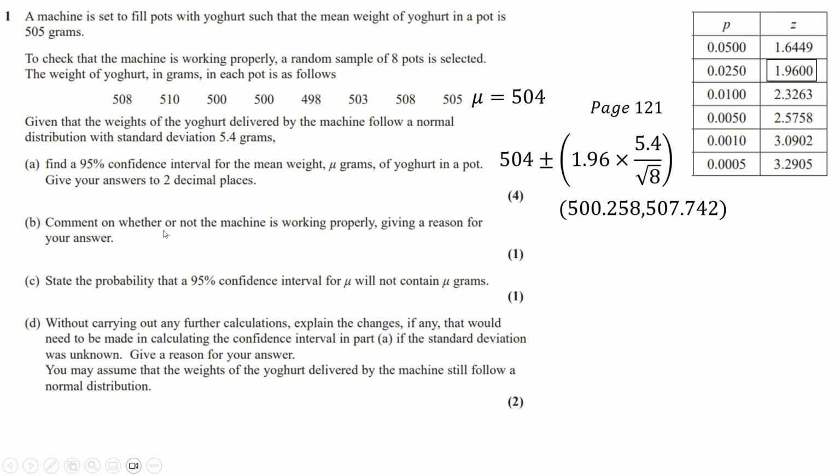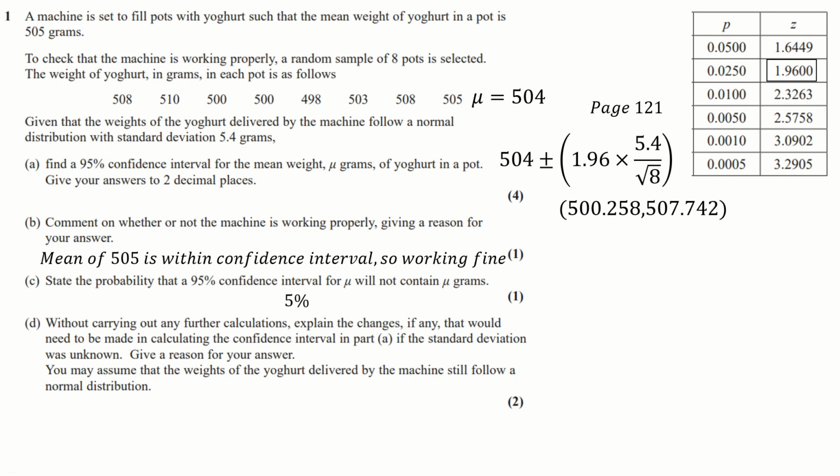Anyway, comment on whether the machine is working properly. Well, the mean that it should be is 505, and that's well within the confidence interval, so we'll just say that it's working fine. Then state the probability that, with a 95% confidence interval, mu won't fall into it. Well, that's just 5%. That's what a confidence interval means, right? 95% of the time you'll be in it, and 5% you won't. So yeah, that's just 5%.